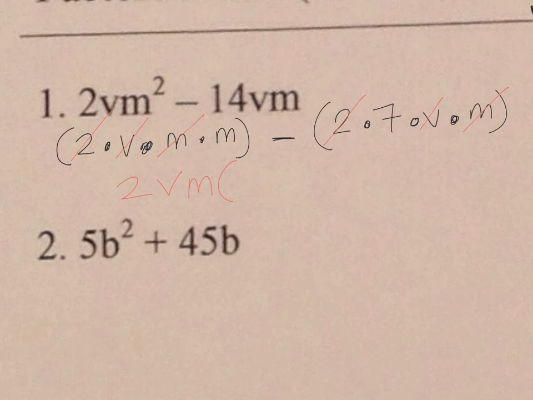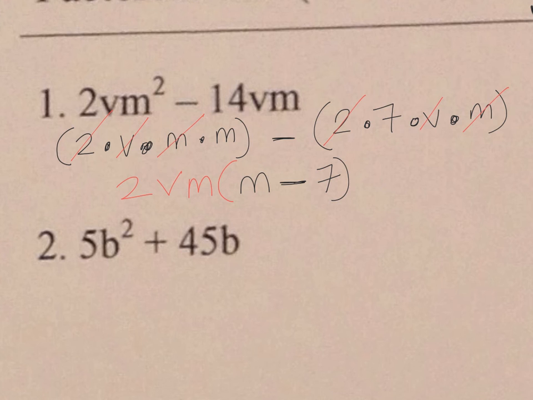Now let's look at the first term. What's left? The m is left. So that's what's left over, and it's going to be in the parentheses. I copy down the sign, which is a minus in this case. And then if I look at the second term, what's left is the 7. So then m minus 7 will be my second factor.